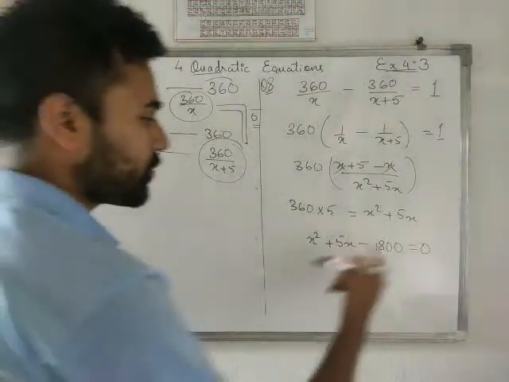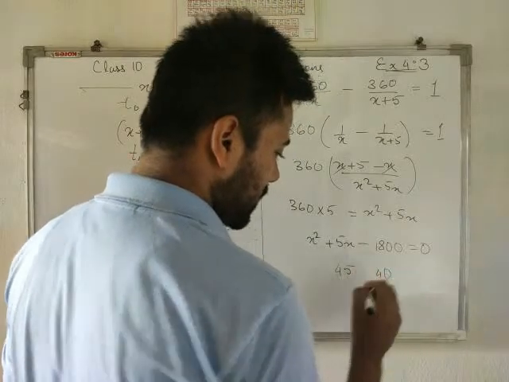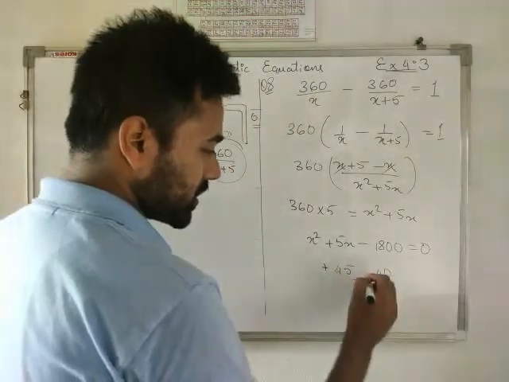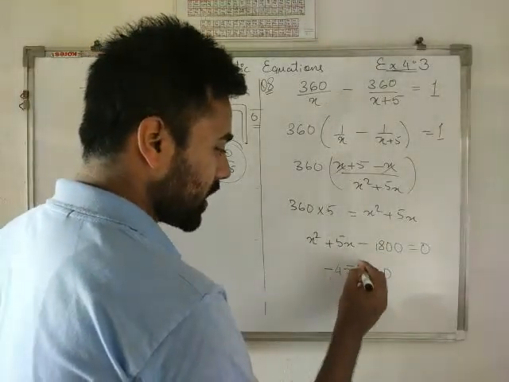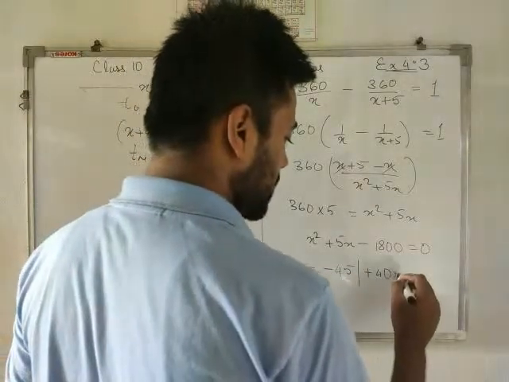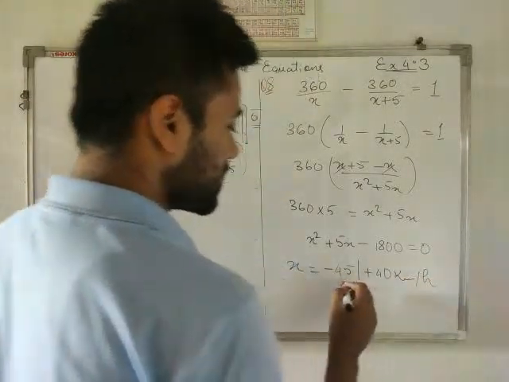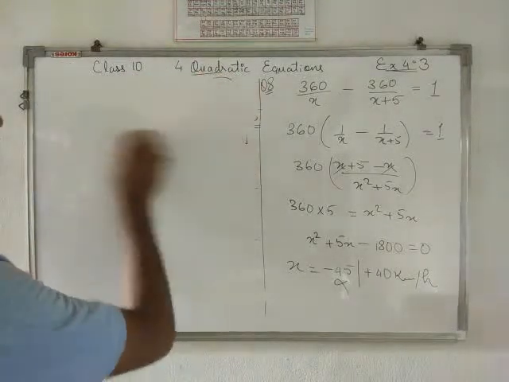This one will be 45 fours are 180. So 45 and 40. This one should have plus, this one should have minus, then we will change the sign and this will be our answer. So 40 km per hour is our answer. Yes or no? Yes. 40 km per hour is our answer. The negative value is not admissible because it is speed, not velocity. Okay, if it is clear, then I'll move on to the next one.